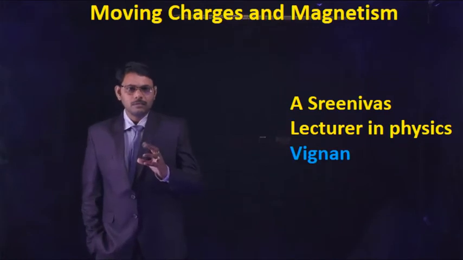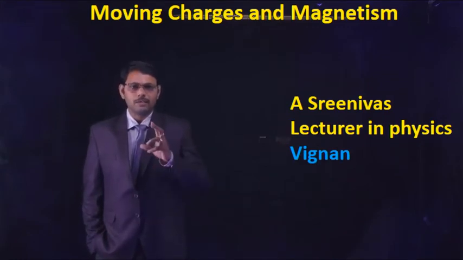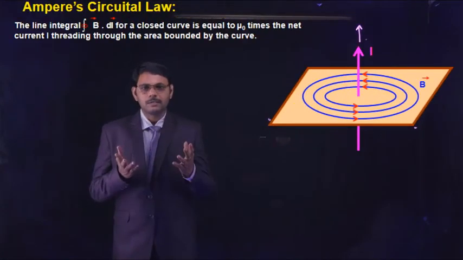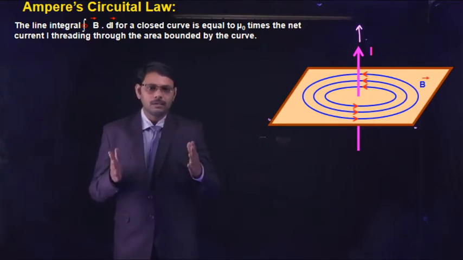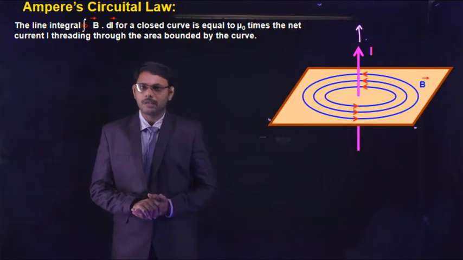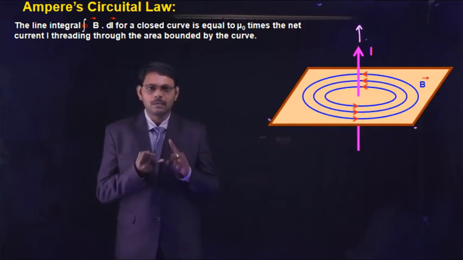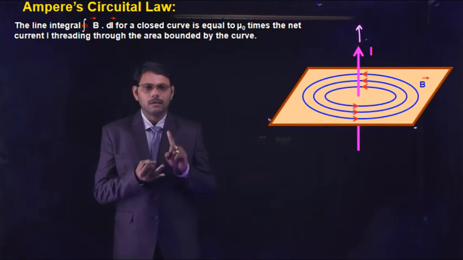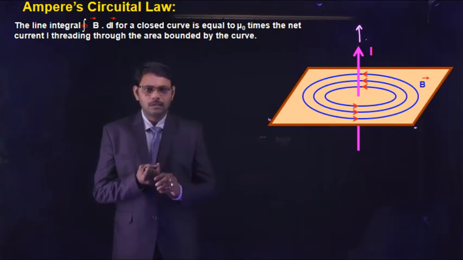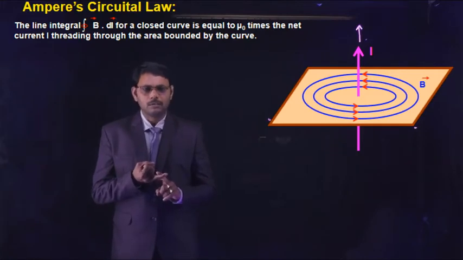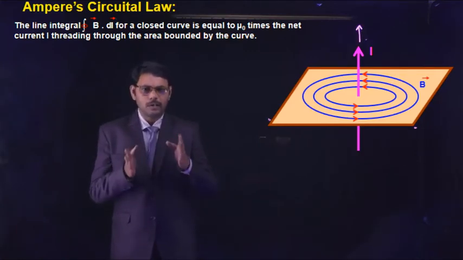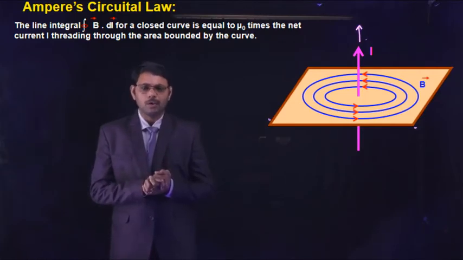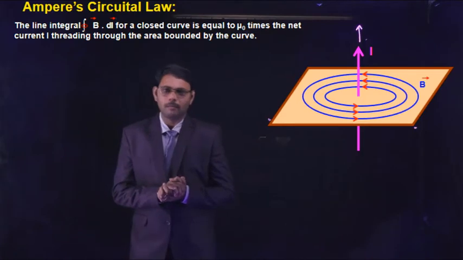Students, from the last 3-4 sessions, we are discussing the very good chapter, moving charges and magnetism. In this session, the contents that we are going to discuss are: first one is Ampere's law. Second, by using this Ampere's law, we find the magnetic field along the axis of a solenoid and the magnetic field due to a toroid. The first one is the statement and proof of Ampere's circuit law.